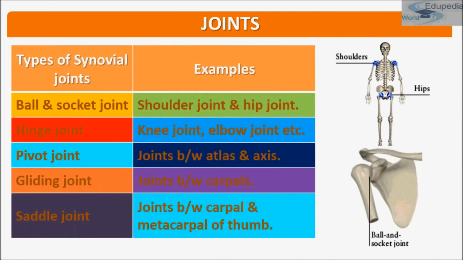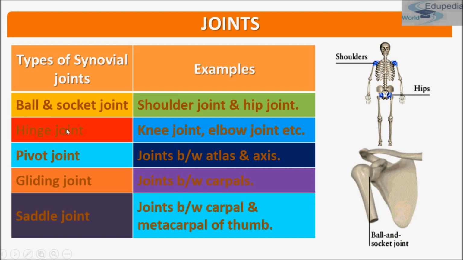Okay, first is your ball and socket joint. In the ball and socket joint, the movements are flexion, abduction and extension. This type is found in the shoulder joint and the hip joint. See, this is the shoulder joint. The blue color representation is the ball and socket joint, and this is again the hip joint, which is ball and socket in nature.